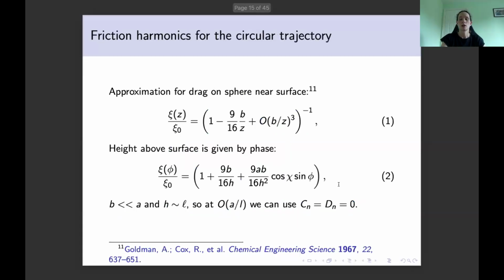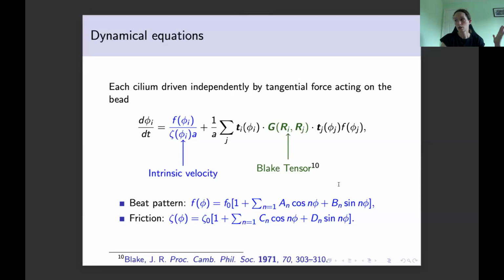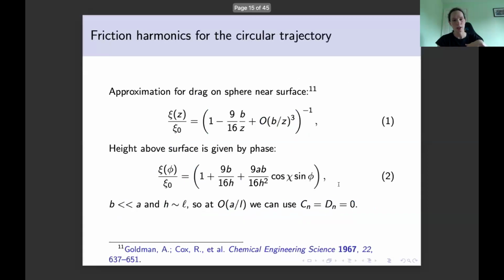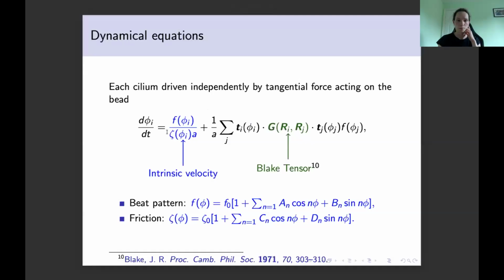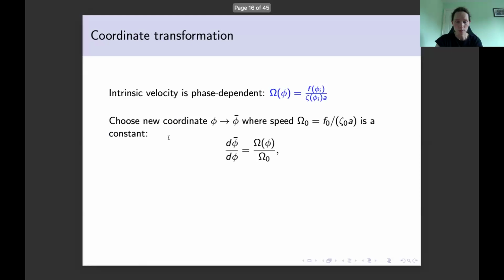But then we've got to ask, how are we going to connect this to the emergent wave? I'm just going to skip over this very quickly, but just to say that it's reasonable enough to use C_n and D_n as 0, so we can have roughly a constant friction in using the approximations we're using here. And those approximations are that we're assuming that the cilia are sufficiently spaced apart, so the gap between cilia is large compared to the size of the rotors, and the gap between cilia is comparable to the height above the surface as well. So those are just two model approximations that we use.